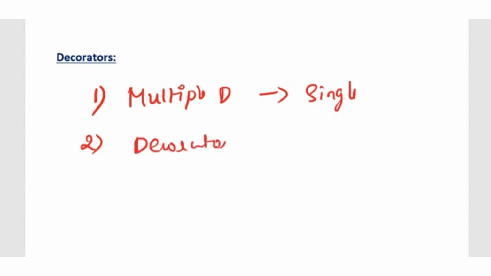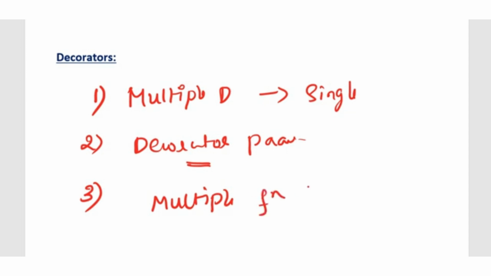So first we'll see how to use multiple decorators on a single function. And next we'll see if a decorator contains a parameter, then how to use it, decorator with parameters. In the previous example we saw a function with parameter. If the decorator itself contains a parameter, then how to use it, we'll see today. And lastly, how to use a single decorator on multiple functions, that is nothing but how to write the general decorator. So we'll discuss these three concepts today.